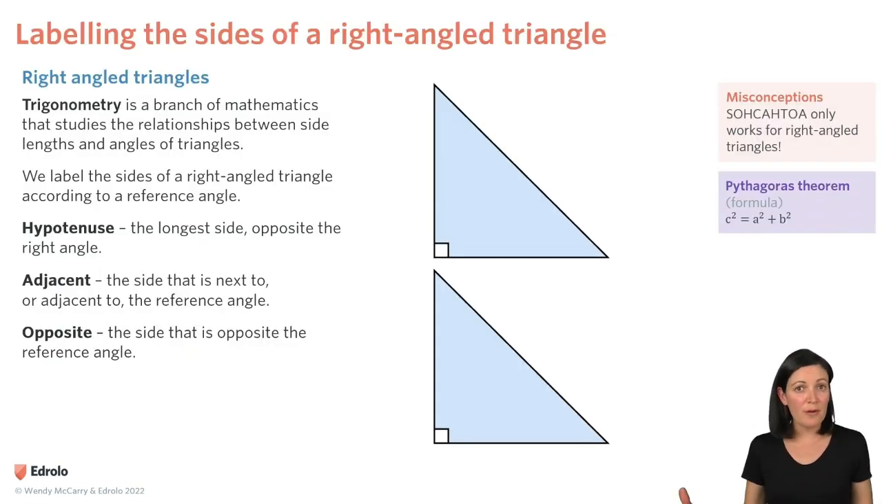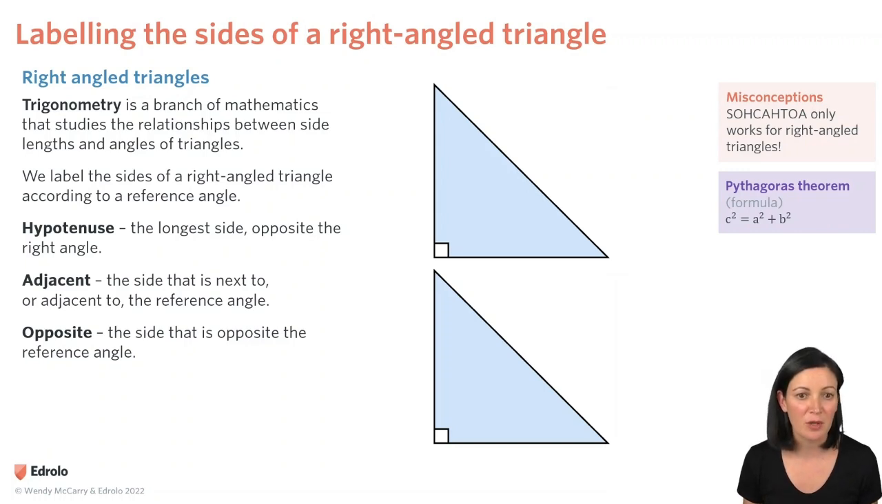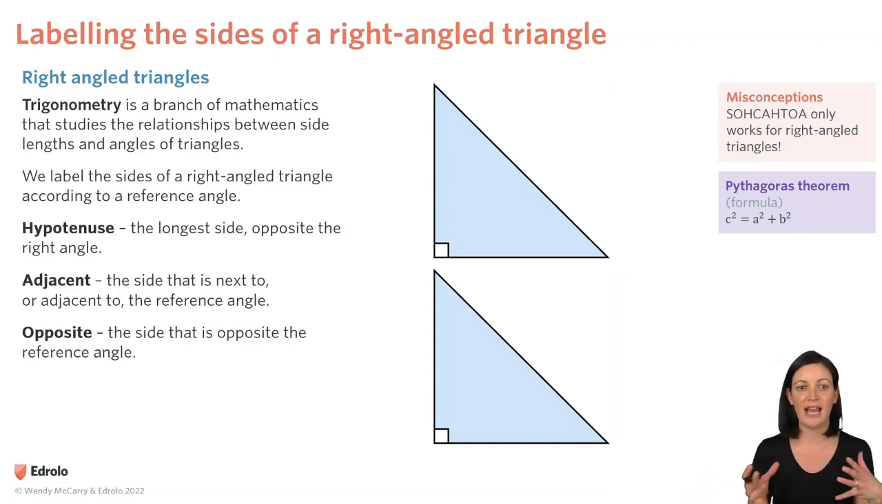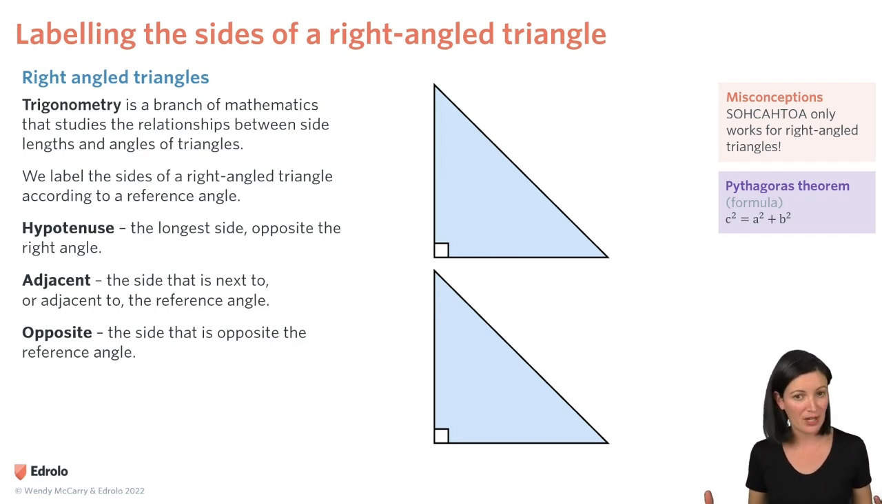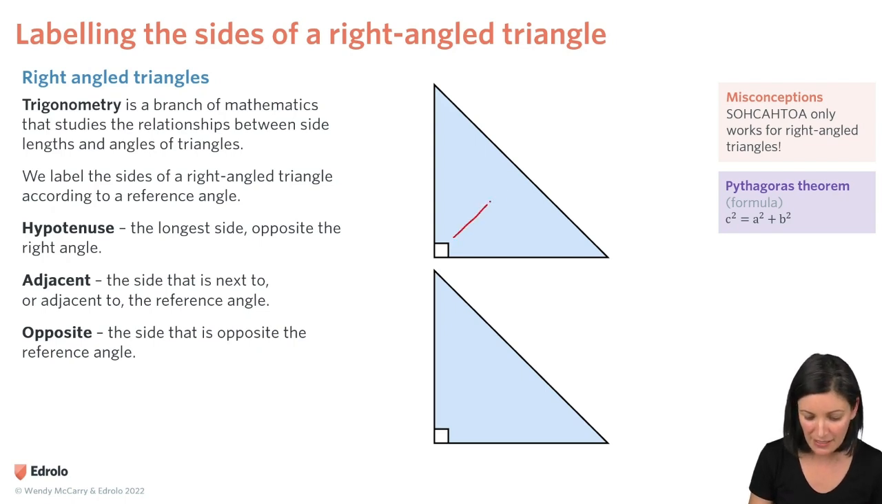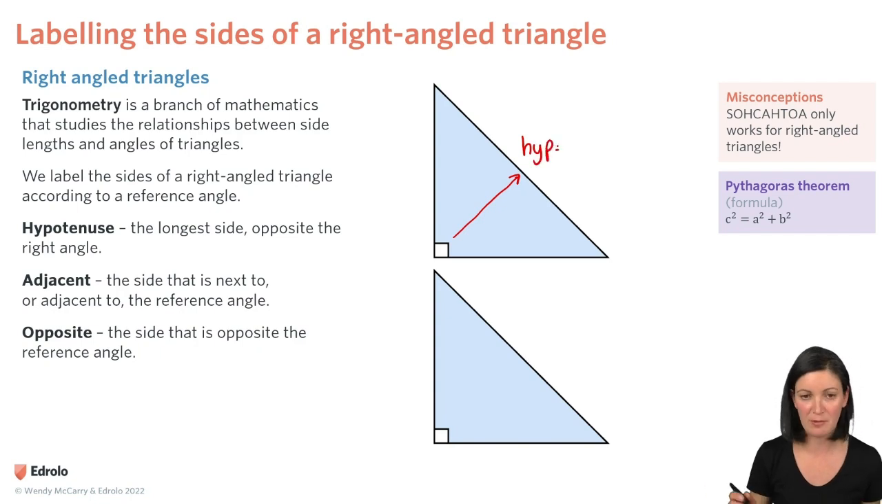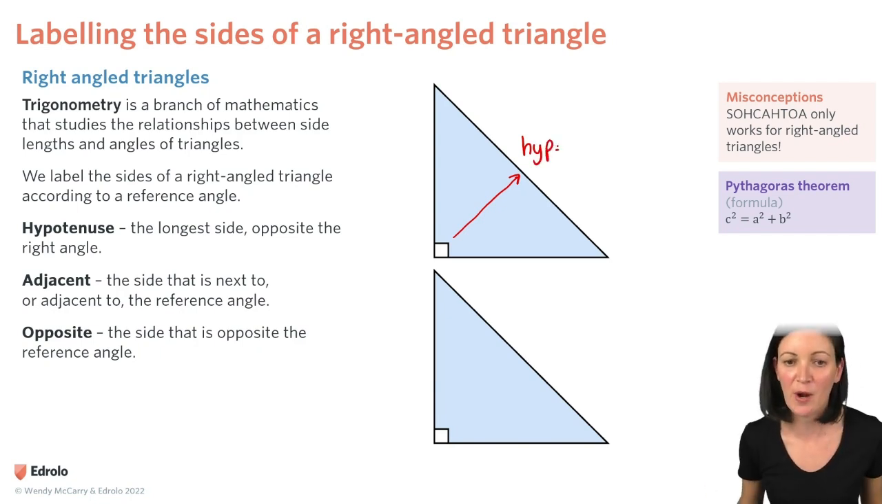Trigonometry is a branch of maths that studies the relationships between side lengths and angles of triangles. We're going to first start with a right angle triangle. The first thing we need to do is label our triangle correctly. We've got three different sides. We've got the hypotenuse, which is always the longest side of a right angle triangle, and it's always the one that is opposite the right angle.